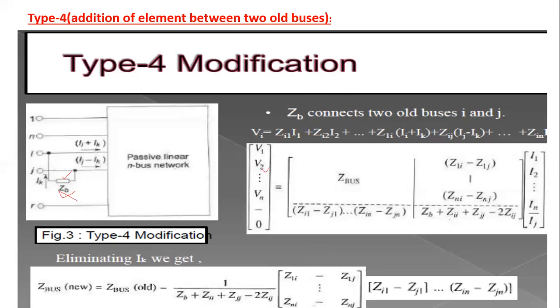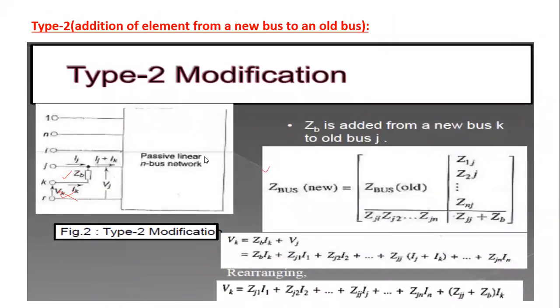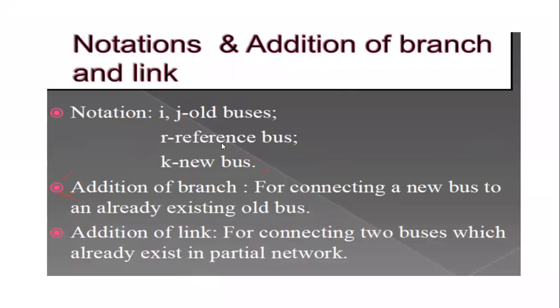These are the formulas for the different types of modifications for the formation of the Z bus building algorithm. We should remember these formulas, as they will be useful for solving problems related to the Z bus building algorithm. By using these 4 modifications we can solve such problems. These are the 4 types of modifications for formation of the Z bus building algorithm.